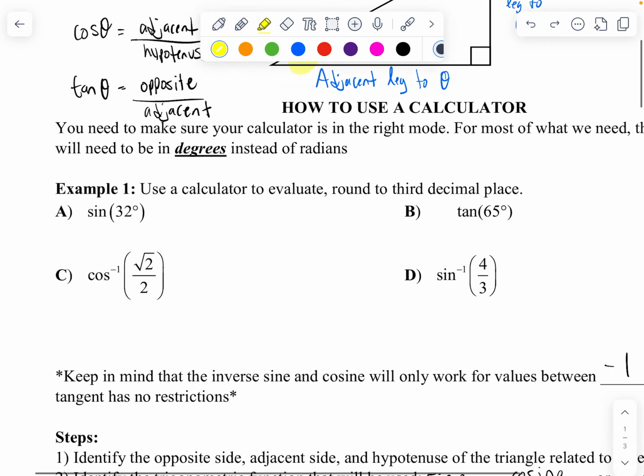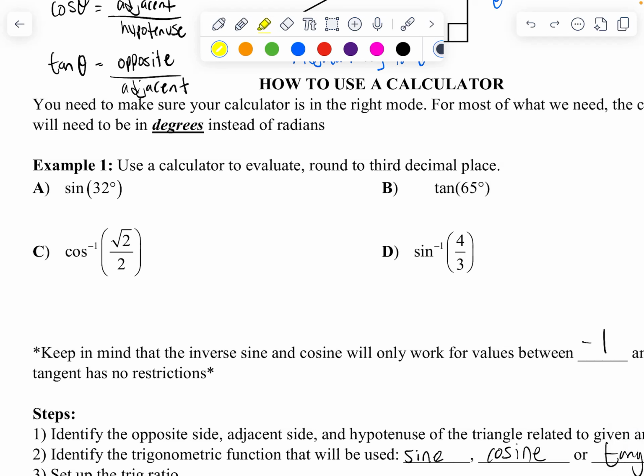Okay, so first let's talk about using calculators to evaluate trig functions. There's two ways you can do it. You can do it in degrees or in radians. This particular lesson will only use degrees.